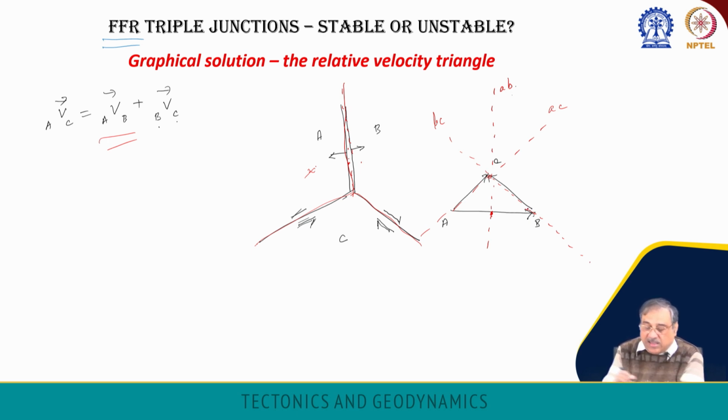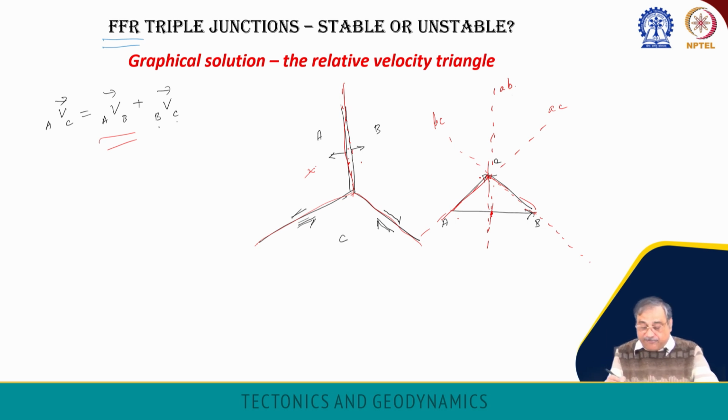AC velocity vector and the BC velocity vector. If the AC and BC velocity vectors, that is this side and this side of the triangle, are exactly equal, that is, if the triangle turns out to be an isosceles triangle, then the perpendicular bisector of the line between A and B, because it's orthogonal spreading, would pass exactly through point C. In that case, all three dashed lines, AB, BC and AC, meet at a point on plate C, and the triple junction would be exactly stable.